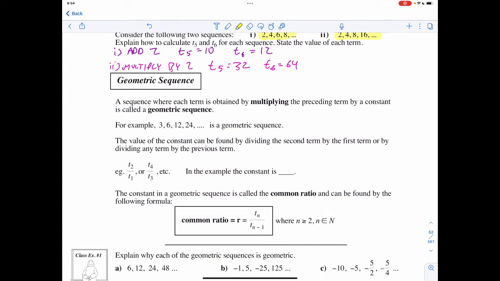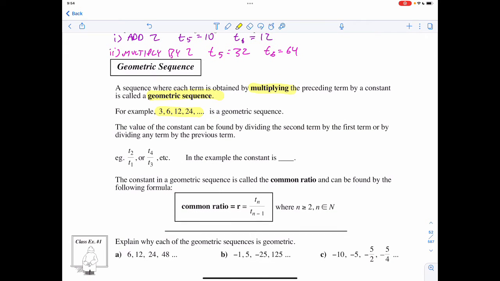When we get from one term to the next by adding a set amount, it's arithmetic. When we do it by multiplying, we call that geometric. So for example, here's a geometric sequence, 3, 6, 12, 24, because to get from one term to the next, I keep multiplying by the same number. The value of the constant that I'm multiplying by can be calculated by dividing any term by the term that came before it. So if I took 6 divided by 3, or 12 divided by 6, or 24 divided by 12, it should give me the exact same answer.